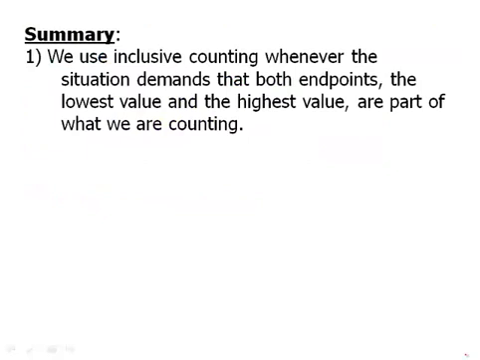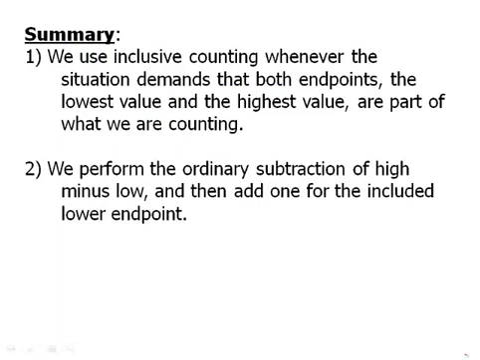We use inclusive counting whenever the situation demands that both endpoints, the lowest value and the highest value, are part of what we are counting. We perform the ordinary subtraction of high minus low, then add 1 for the included lower endpoint.